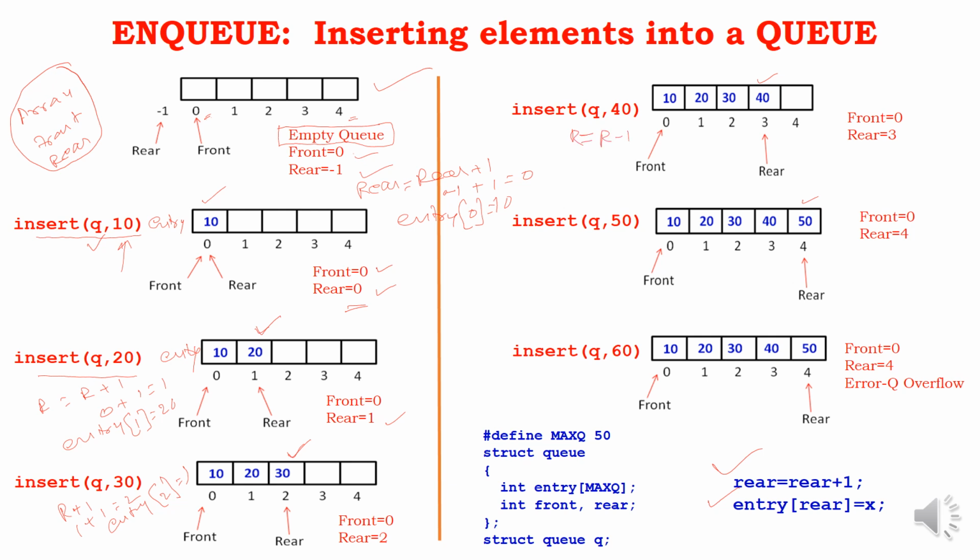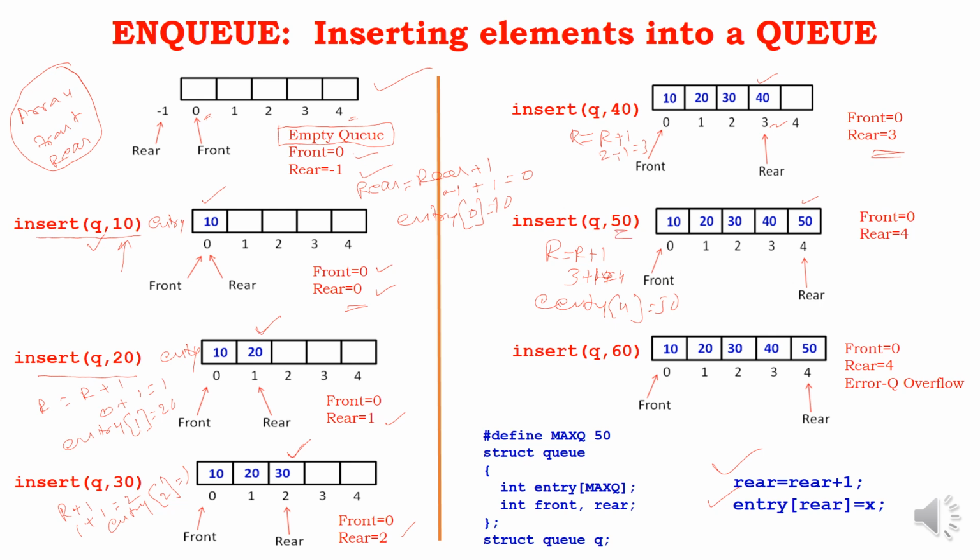Rear is already 2. 2 plus 1, 3. In the third location, you are placing another element, that is again rear plus 1. Rear is already 3. 3 plus 1, 4. Entry of 3 plus 1 is 4. Entry of 4 is your x, the new element 50. Fourth position is filled with 50.